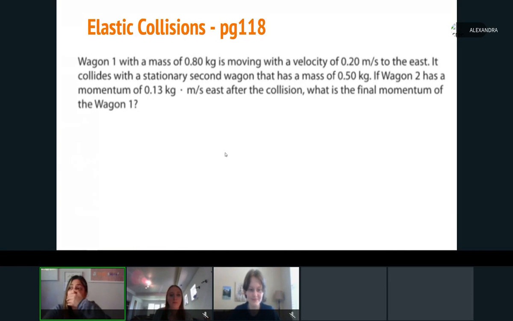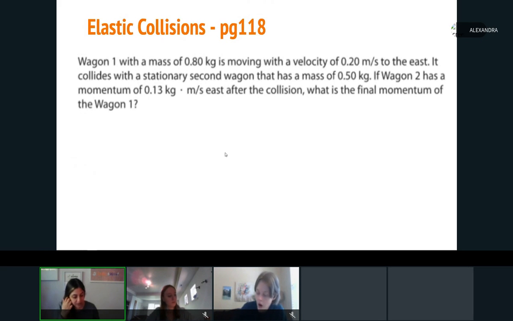And so we've got our wagon 1, we've got the mass, we've got the velocity. Now, it collides with a stationary second wagon that has a mass of 0.5 kilograms. If wagon 2 has the momentum of 0.13 kilograms times meters per second east after the collision, what is the final momentum of wagon 1?